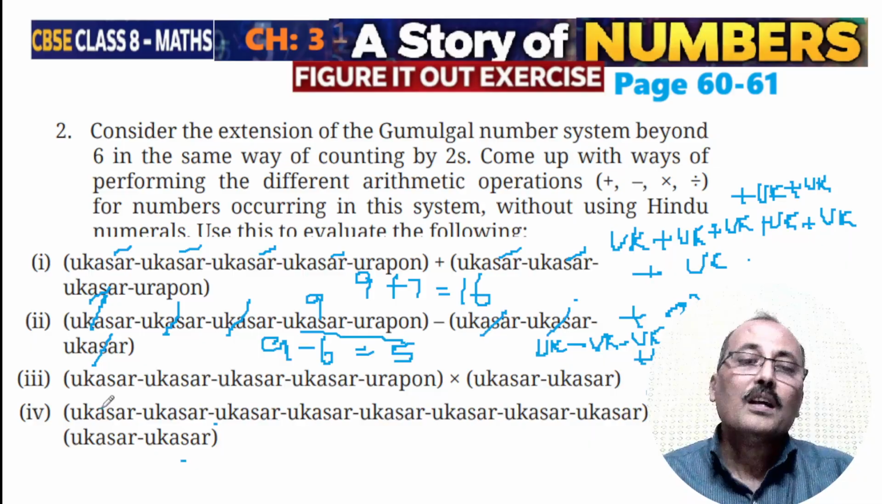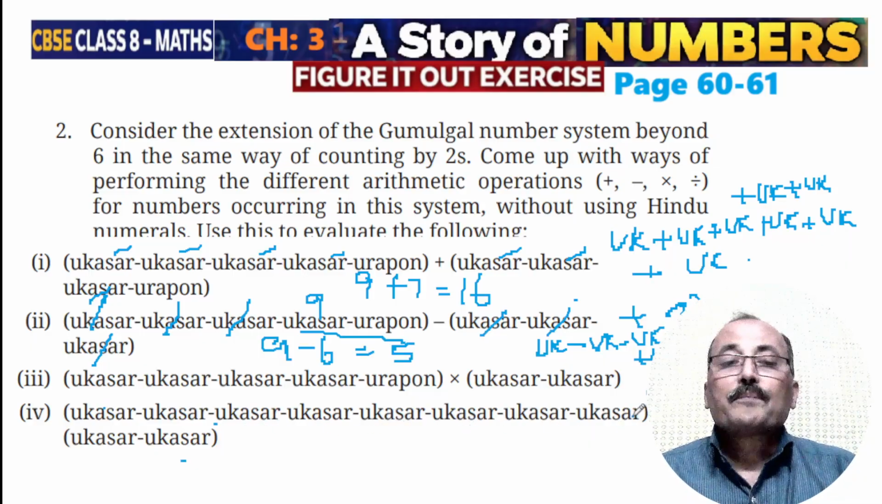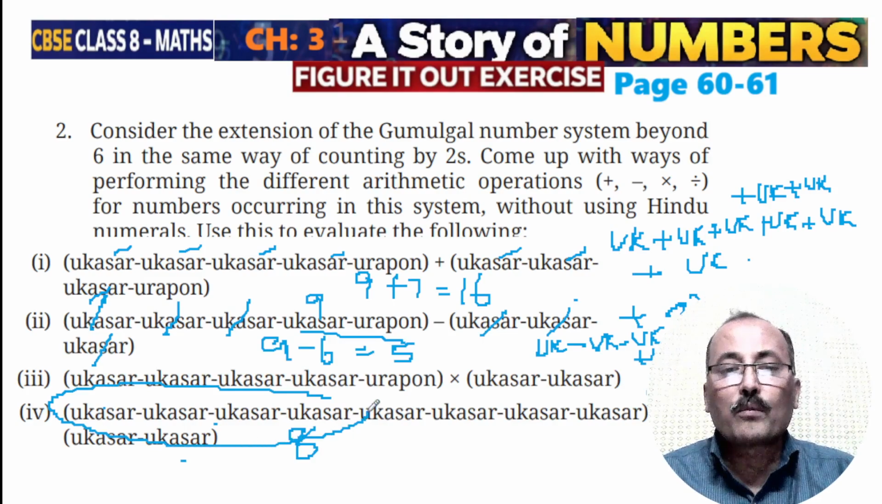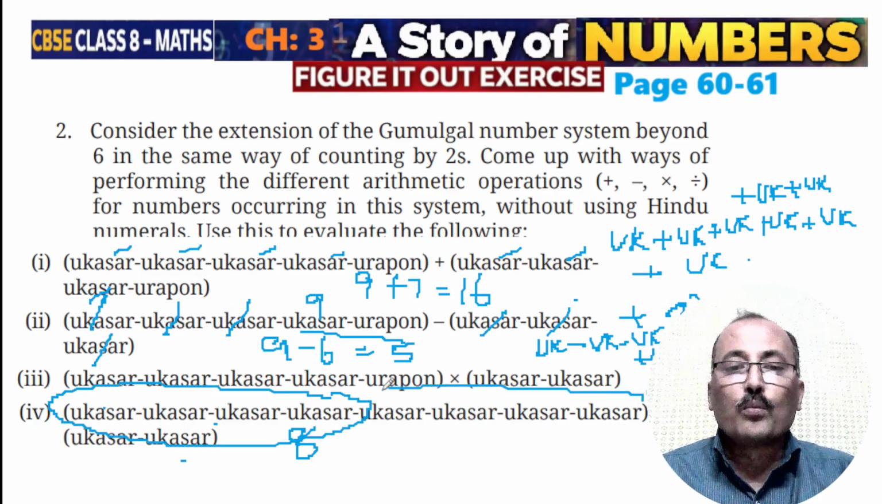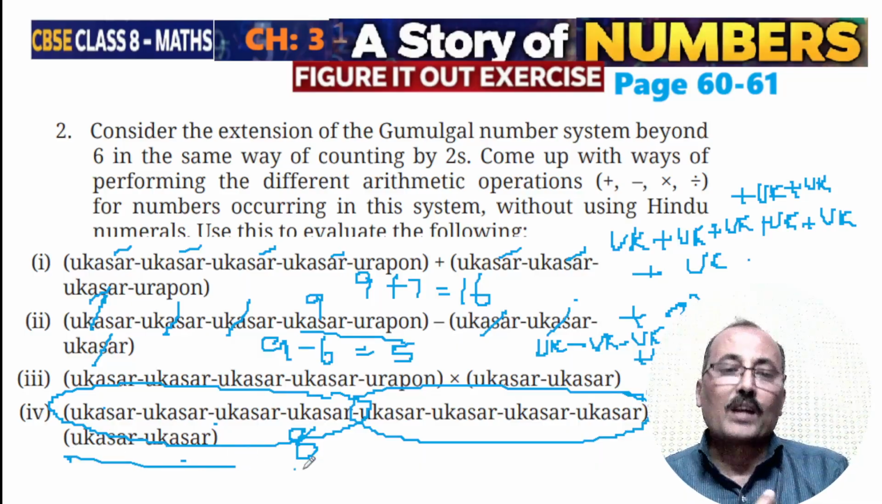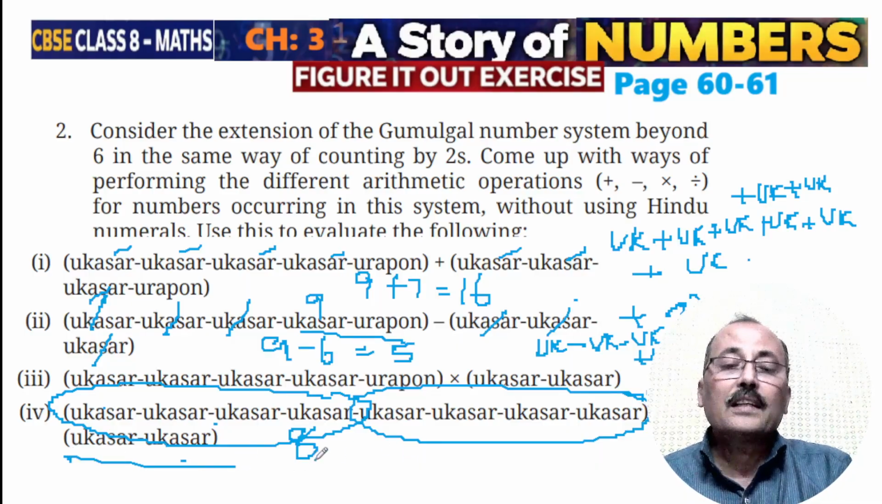According to our numbers, 2, 4, 6, 8, 10, 12, 14, 16. So 16 divided by 2 is 8. That means what are you going to write? Only 4 groups you are going to make. This is group 1 and this is group 2. Because they have given the ukasar, it is 2, so we are dividing it by 2 to get 2 groups.